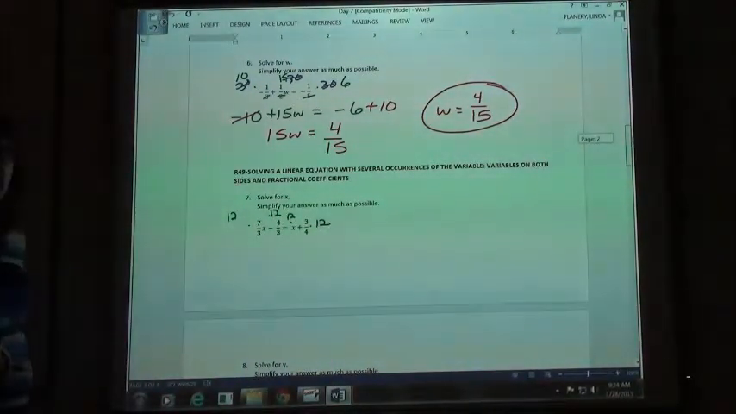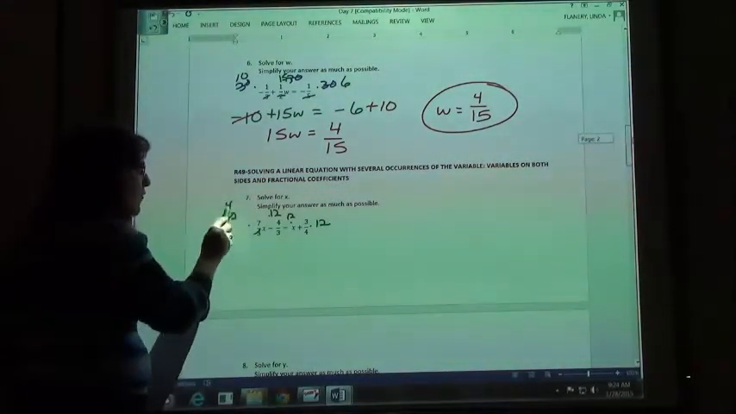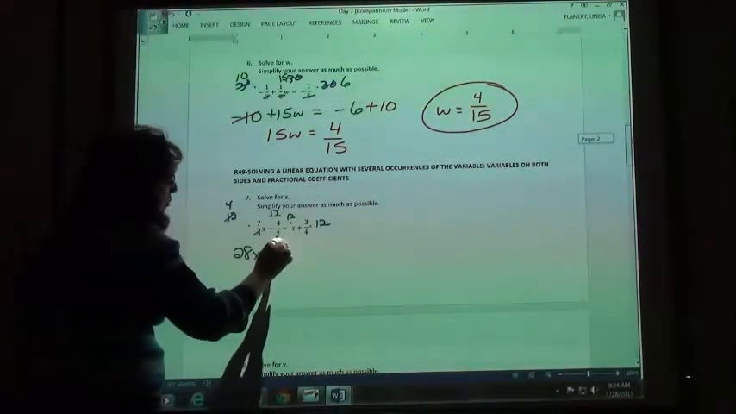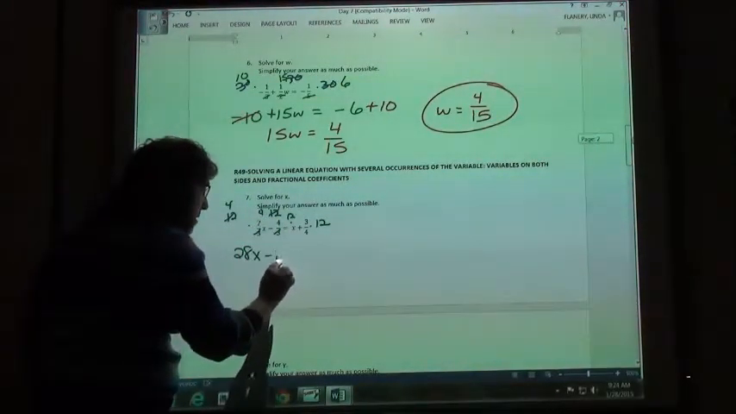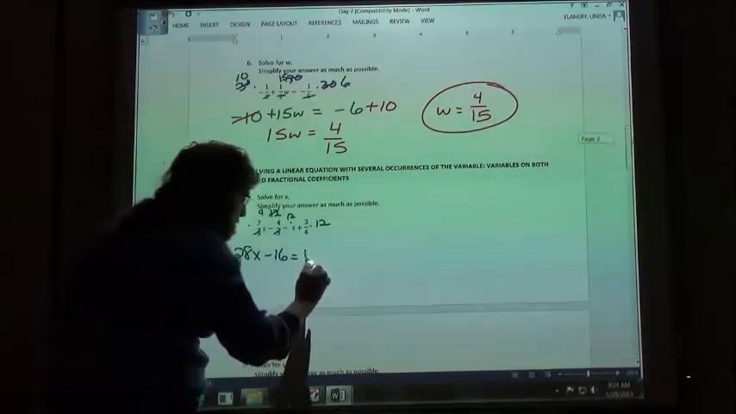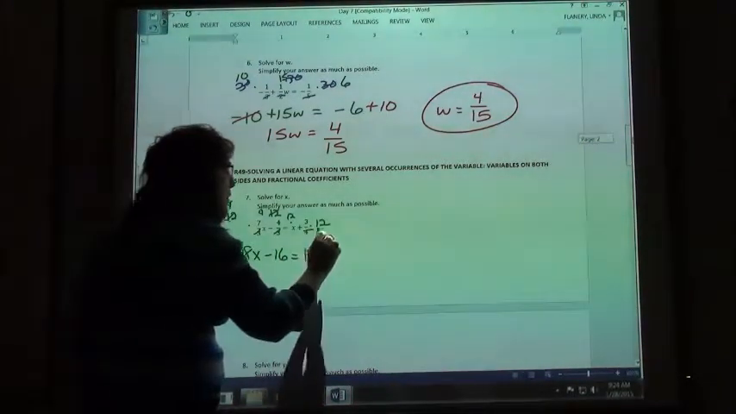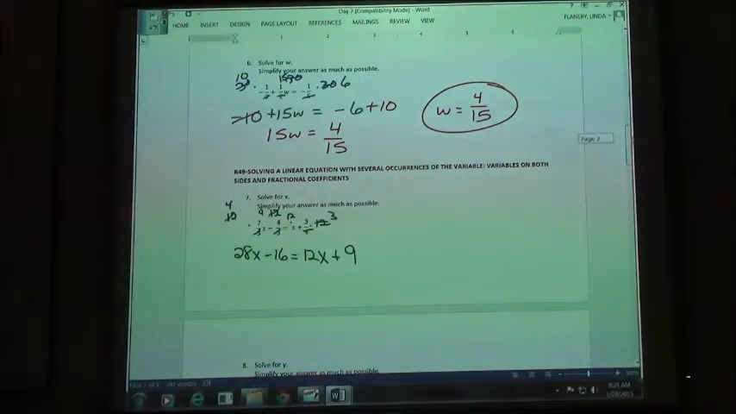But on the fractions, I'm going to be able to cancel. 3 goes into 12 4 times. 4 times my 7x is 28x. 3 goes into 12 4 times again. 4 times my minus 4, minus 16. Here I have to do the 12 times the x. There's no canceling, so I get 12x. And then 4 goes into 12 3 times. 3 times 3 is 9. So 28x minus 16 equals 12x plus 9.